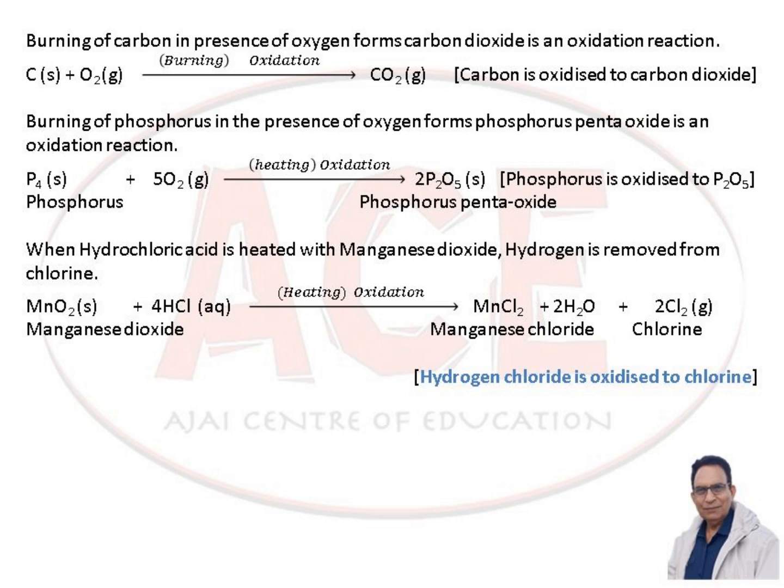When hydrochloric acid is heated with manganese dioxide, hydrogen is removed from chlorine. So this is the oxidation of chlorine. The reaction is MnO2, manganese dioxide, plus HCl gives MnCl2 plus H2O plus Cl2. So here hydrogen is removed from HCl, so chlorine is oxidized from HCl to chlorine gas.